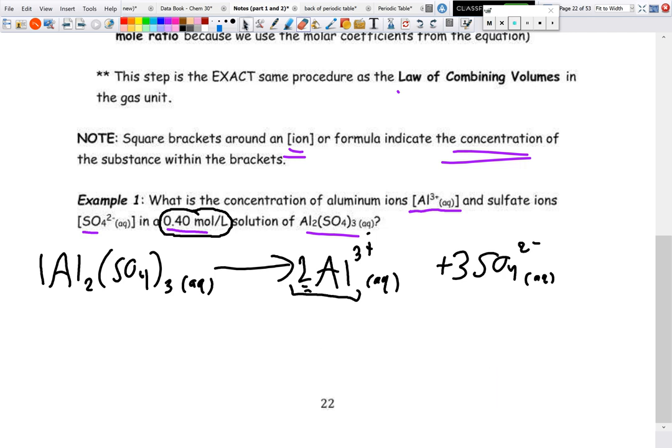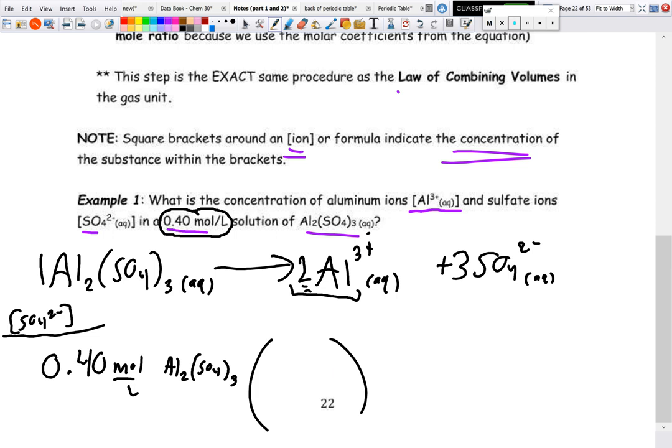Alright, so now for our sulfate. We're going to do the exact same thing. So we're going to start off with our 0.40 moles per liter of aluminum sulfate, Al2(SO4)3. We are going to do a conversion factor. Now this time we want sulfate, and we want to get rid of our aluminum sulfate. Now the numbers that we choose, same thing. The number that's in front of sulfate is 3, so the number in front of sulfate is going to go 3. The number in front of aluminum sulfate is 1.